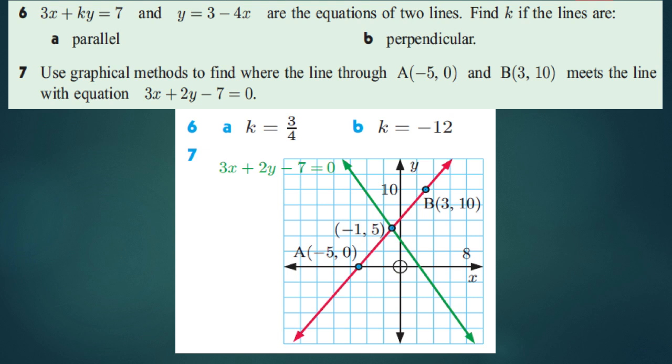The nice thing with the Desmos calculator is it doesn't matter what form you plug it in. You can have y equals, or you can have it in standard form like this. It will graph it for you. And so then you can go ahead and solve both of those to get the values where they intersect here at negative 1, 5.